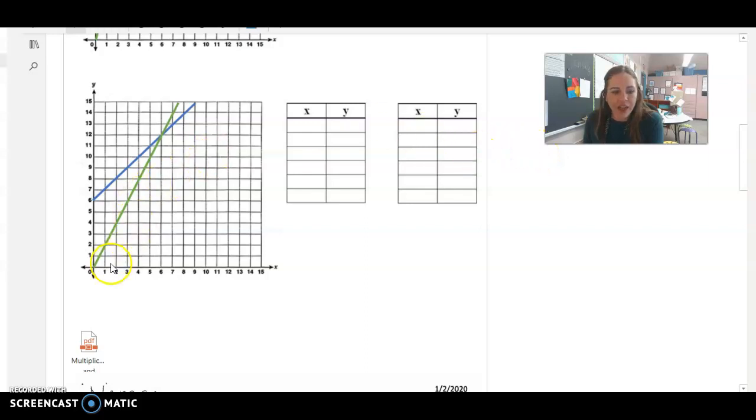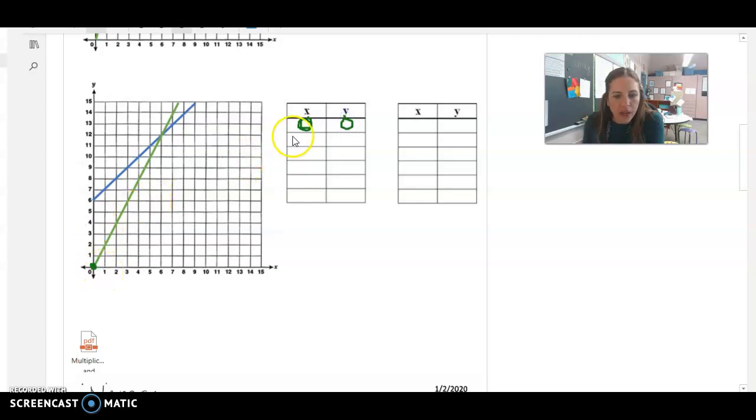Okay, let's take a look at our second example. We are going to first look at the green line, okay? So let's first think to ourselves, okay, let's see on the graph what it is when x is 0. And if I go to 0 on the x-axis, if I'm looking at the green line, the y is also 0.